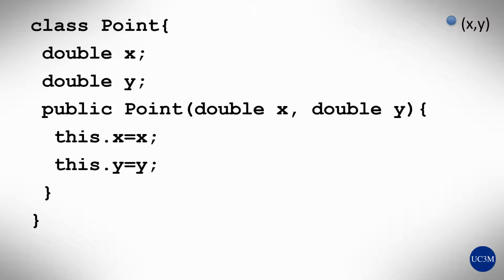Here we see the class point. Very simple. We have 2 attributes or instance variables x and y. We define them of type double. The constructor point takes the 2 arguments and stores them in the corresponding attributes.